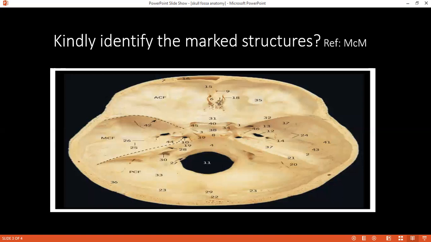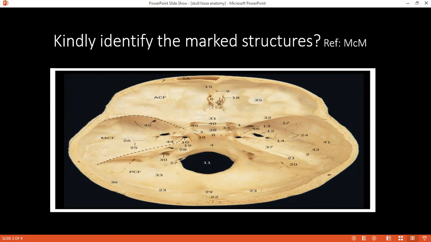And the floor is formed by the body and the greater wing of the sphenoid, and the squamous part of the temporal bone. What are the bones involved in the formation of the middle cranial fossa? Two bones, the sphenoid and the two temporal bones. Can you please tell me the contents of the middle cranial fossa? The middle cranial fossa includes the pituitary gland, and the two lateral portions accommodate the temporal lobes of the brain.